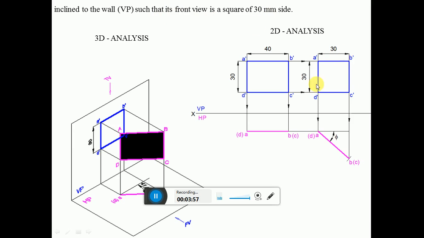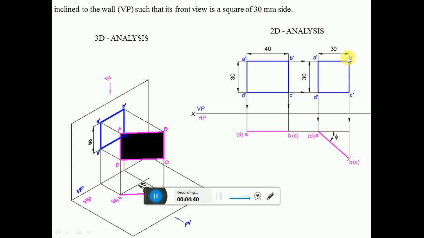So what you have to do is first construct a square of 30 mm side. Then you rotate the surface by some inclination with respect to VP, such that 40 mm is going to become 30 mm. The 40 mm A dash B dash will become 30 mm here. The true length of this is going to remain the same and will not change. So first we construct a square of 30 mm side in the front view. Then project A dash and D dash onto AD here to get this point.